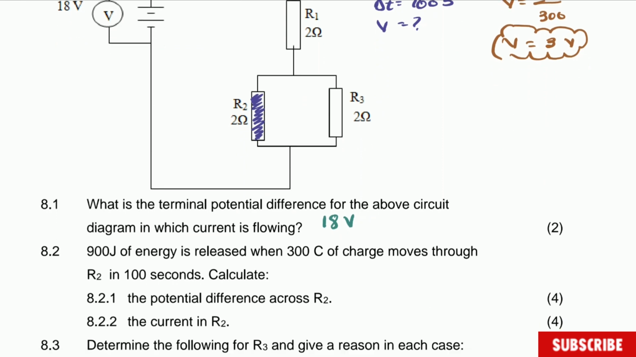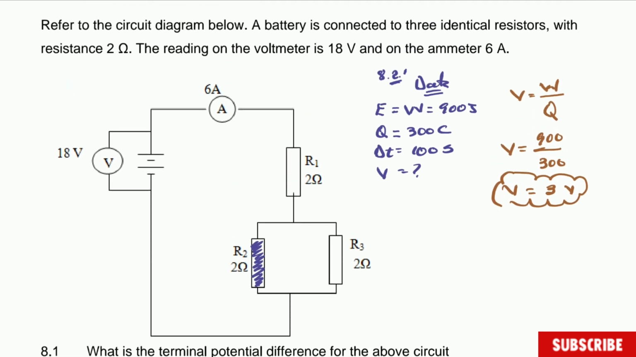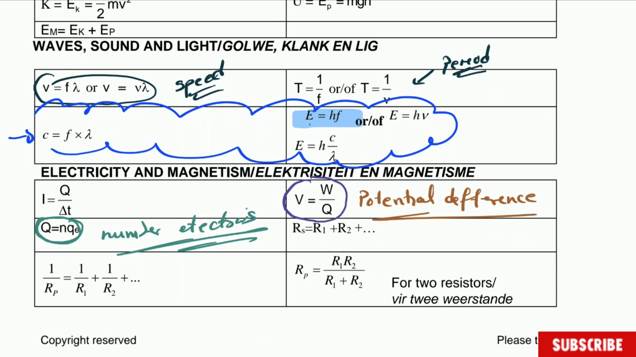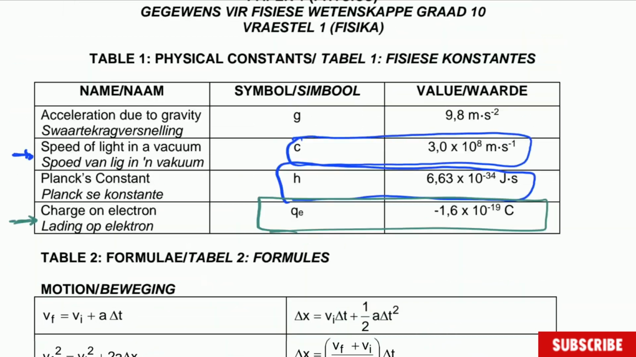If we go to question 8.2.2, the current in R2. So using the same data, we're not going to rewrite it. We are going to calculate the current. So current is capital I, and let's go to the formulas, guys. Again, we go to the formulas to see which one we can use for current, and it is right here on the left side. This here is for current, and we have all the data for that specific formula.